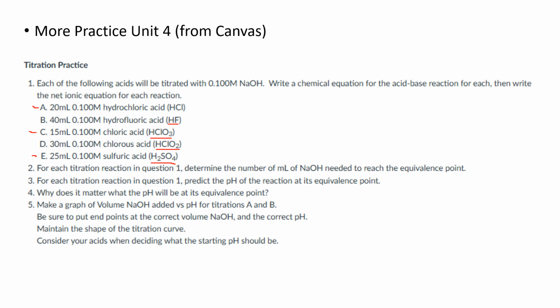Number 5, make a graph of volume of NaOH added versus pH for titrations A and B. Be sure to put the endpoints in the correct volume of NaOH and the correct pH. Maintain the shape of your titration curve, and consider your acids when deciding what the starting pH should be.